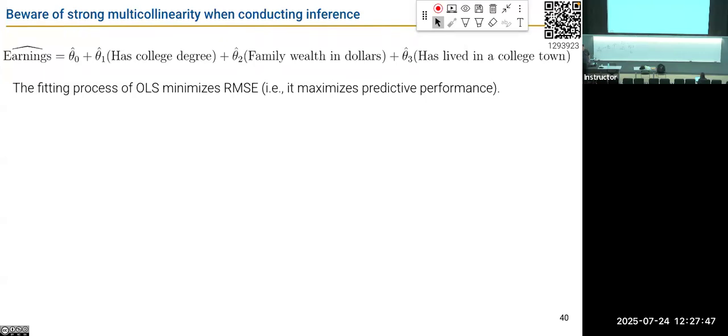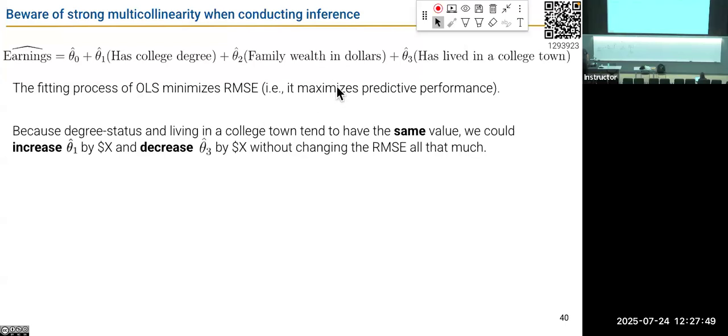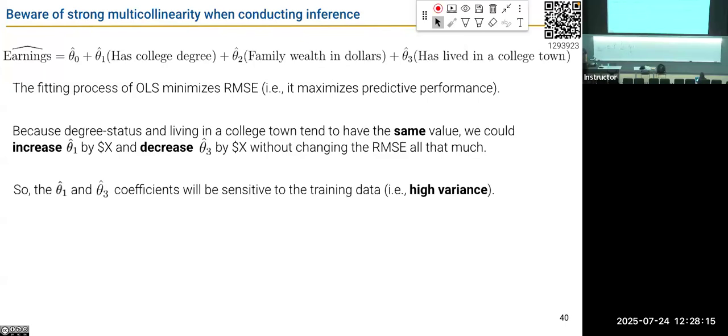Following this logic, if I increase theta 1 a little bit and decrease theta 3 a little bit, it's not going to change the error that much, because they kind of cancel each other out. So I could even raise theta 1 by a lot and decrease theta 3 by a lot, and it's still not going to change my RMSE. So it's still going to be as good of a model in the error sense. So the values of theta 1 and theta 3 hats are going to be very sensitive to the data that you feed the model.